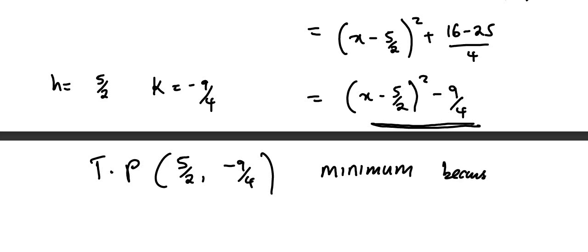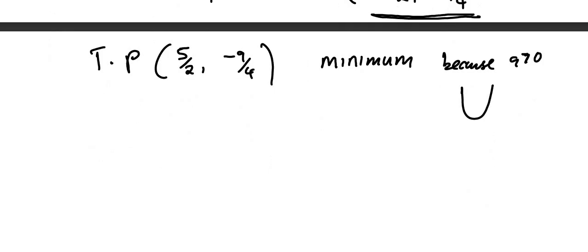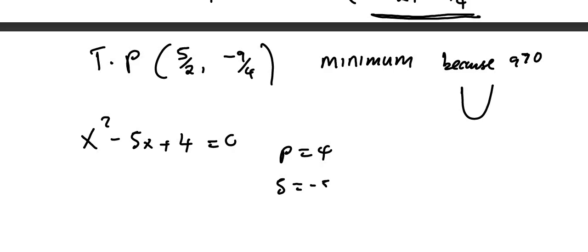because a is greater than 0, meaning the graph looks like that. And once you get this, you can solve the equation x² − 5x + 4. You can solve this. The product here is 4, the sum here is −5, so the factors are −1 and −4.